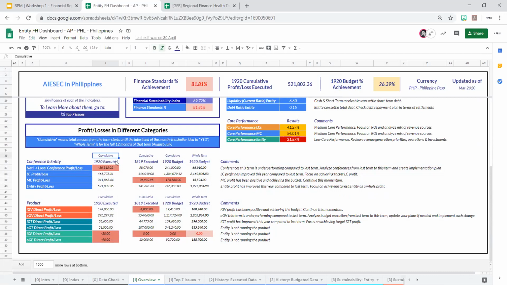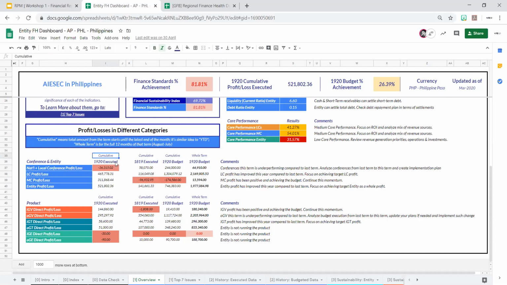As mentioned, cumulative is basically year to date. If it says 1920 executed, it is cumulative from August 2019 until March. The same goes with cumulative 1920 budget, which is from August 2019 to March. Whole term 1920 budget is the whole term of 12 months of 1920, so August until July 2020. The cumulative 1819 executed starts from August 2018 until March 2019, so it is still the same number of months as cumulative 1920, but just one year back.